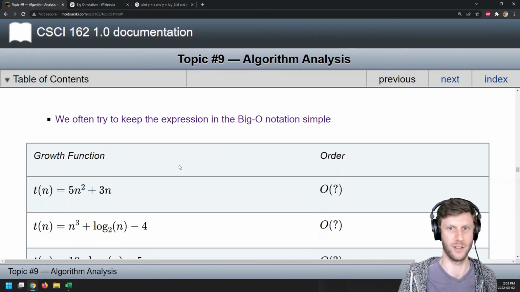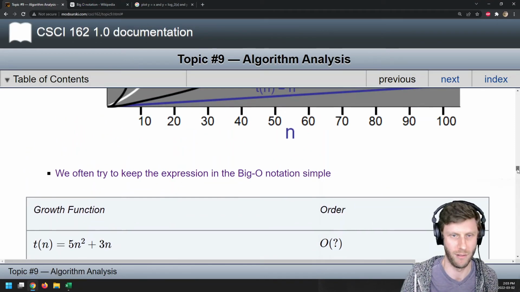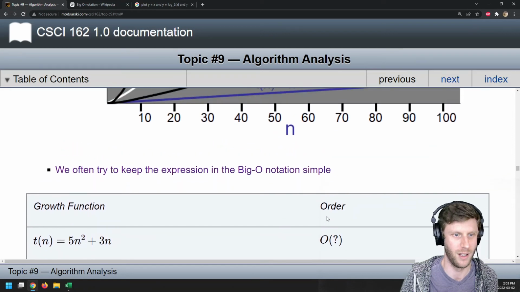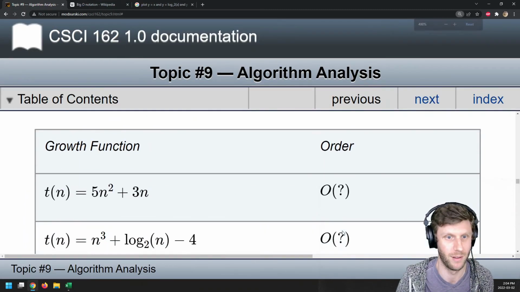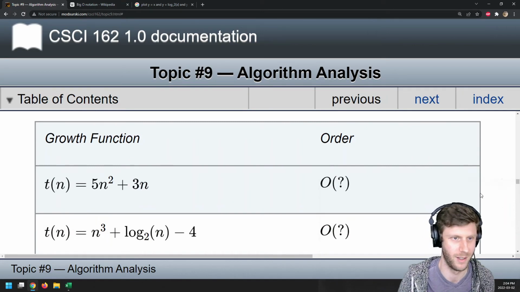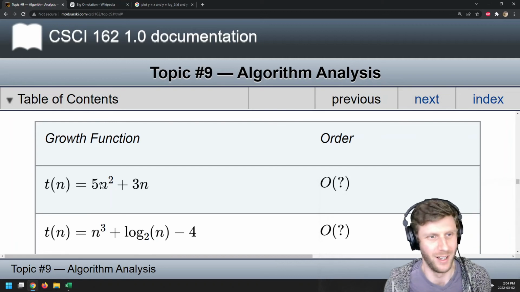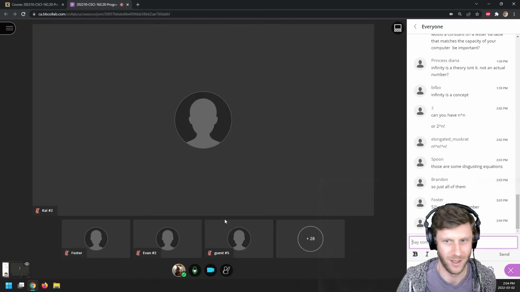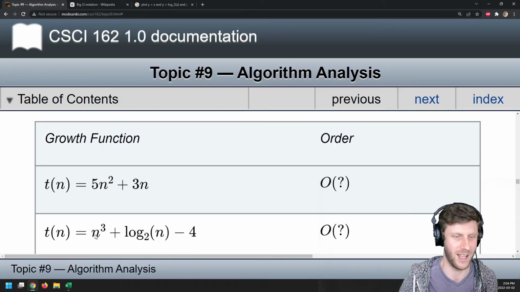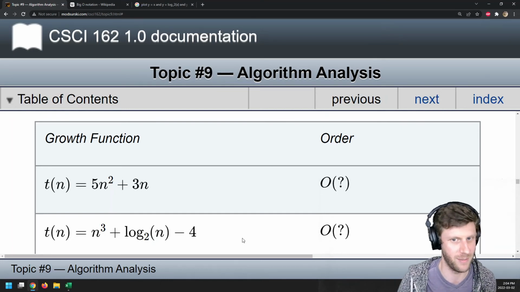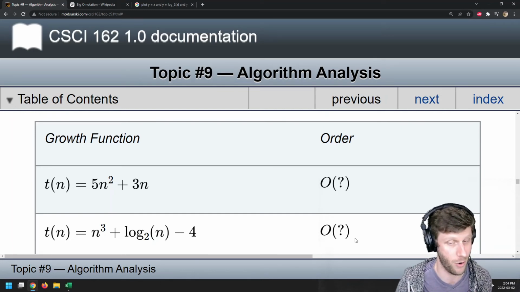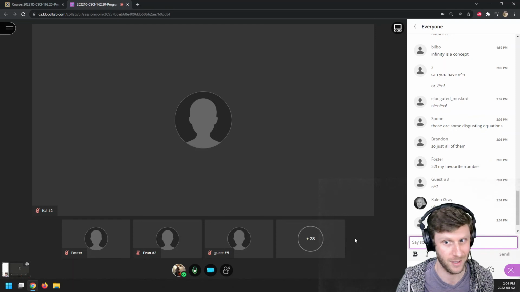All right. Oh, so let's test you. All right. This is big O of what? Someone say in the chat. N squared, yeah. Okay. N cubed plus log base 2 of n minus 4 is big O. N to the 3. There you go.